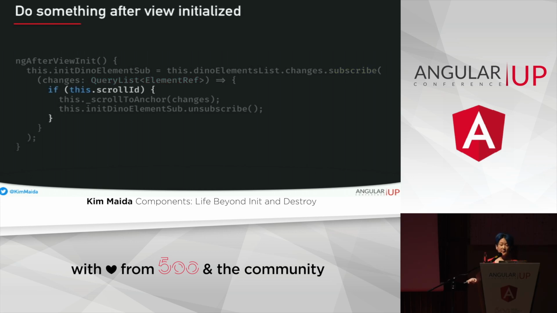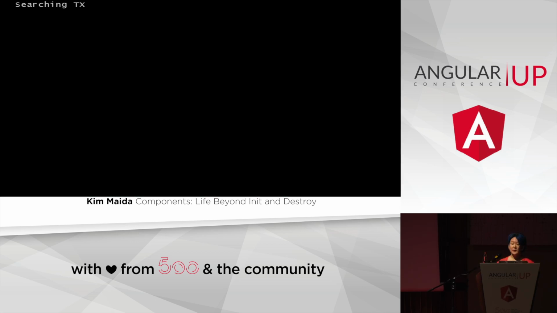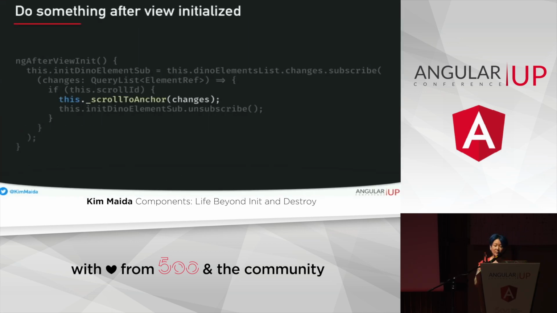So in our particular case, we're going to check for the fragment ID that we want to scroll to, make sure there actually is one. We're going to run our scroll to anchor function that I talked about earlier, and then we can pass in the query list of element references. And this is the value that we get from the changes observable. And this is then going to jump to the proper item.